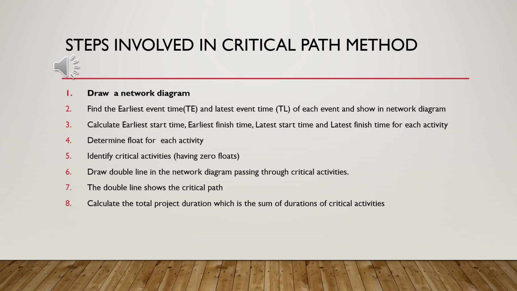Determine float for each activity. Identify critical activities, having zero floats. Draw a double line in the network diagram passing through critical activities. The double line shows the critical path. Calculate the total project duration, which is the sum of durations of critical activities.